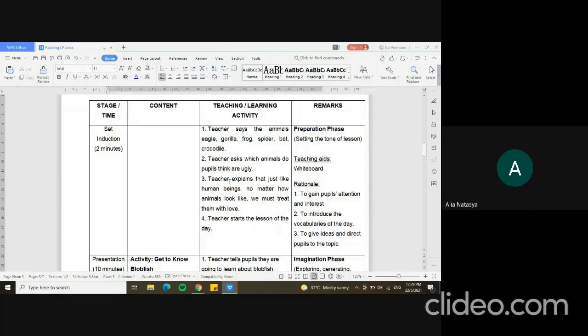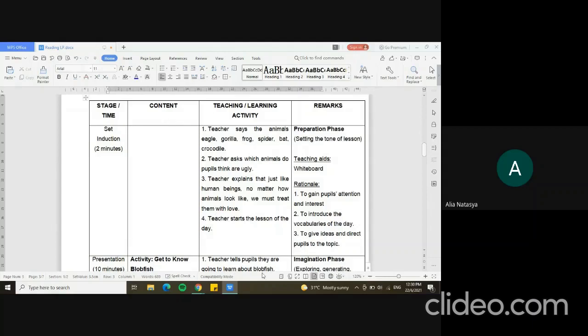This question is based on the context of the lesson that will be shown to pupils later in this lesson. So the teacher will ask which animals people think are ugly, and when pupils start giving their answers, the teacher will then explain that just like human beings, no matter how animals look, we must treat them with love, and that there are no animals that are ugly because they are created to look that way. It's just that our standards set how beauty and ugliness should look.